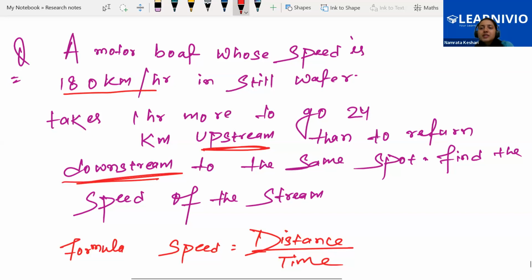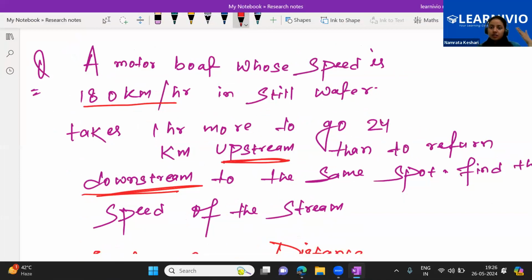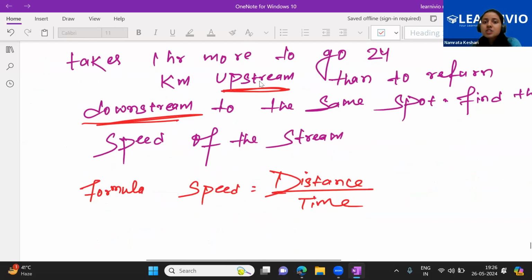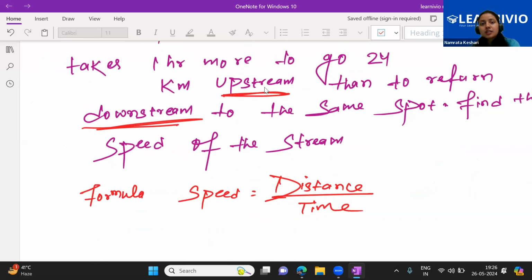Now, have you experienced when you are cycling in a certain direction? Sometimes when you are going in the direction of the wind, then you have to apply less effort. Have you experienced that? And when you are going against it, suppose the wind is blowing in this direction and you are coming in this direction, then you have to apply more effort. Have you experienced that? Yes, ma'am. Okay. So here upstream and downstream is the same case.